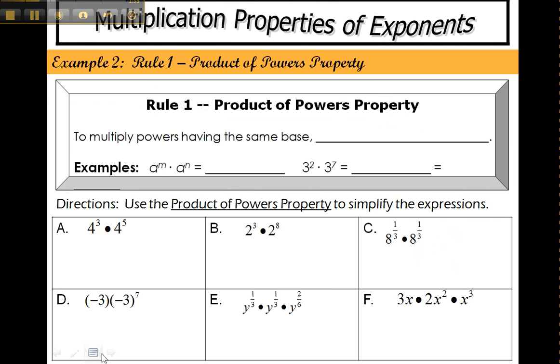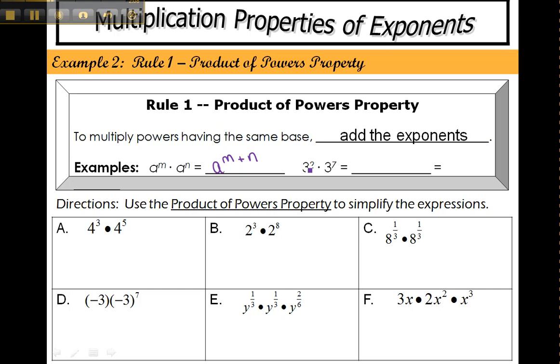The multiplication properties of exponents. The first property we're going to look at is the product of powers. With the product of powers, to multiply powers having the same base, you just add the exponents. An example here would be a to the m times a to the n is just a to the m plus n. So when you're multiplying exponents, if they have the same base, you just add the exponents.